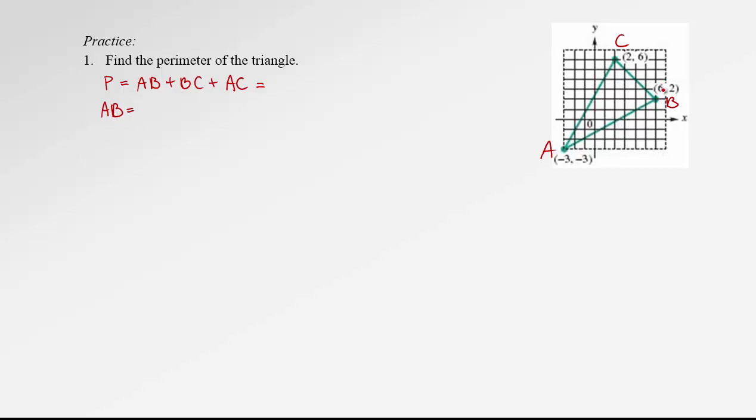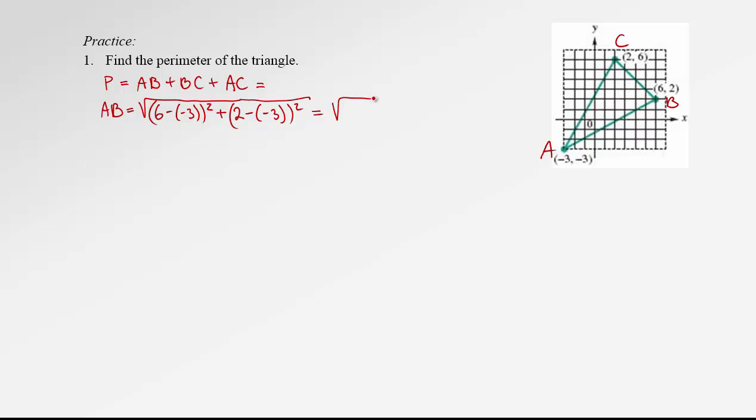Okay, so this point minus that point by coordinates. So square root of 6 minus -3, square it, and then plus 2 minus -3, and square it. Let's calculate how much is that. Here we have 6 plus 3, so it's 9.